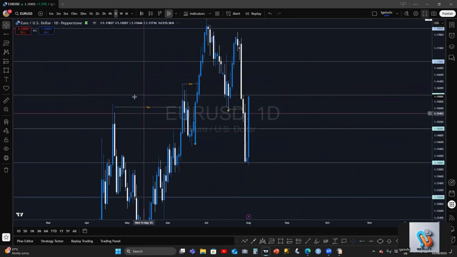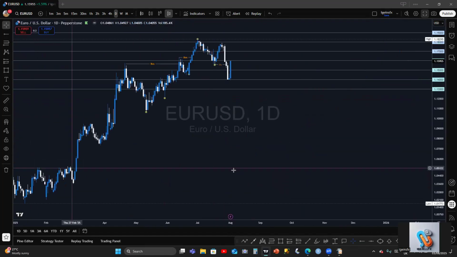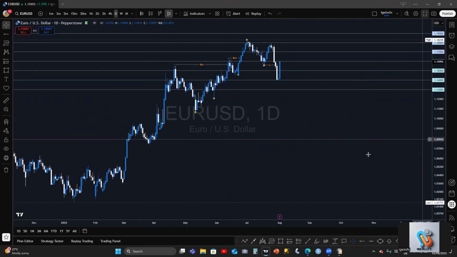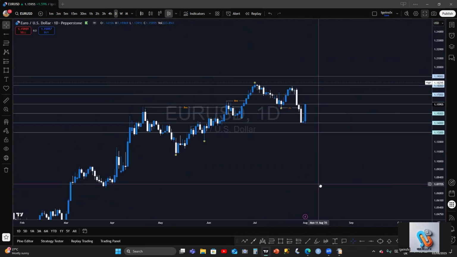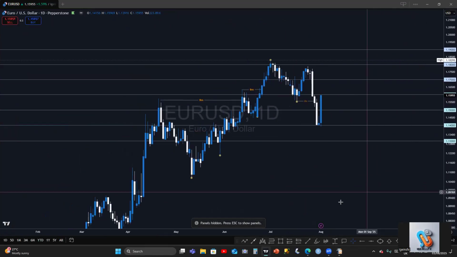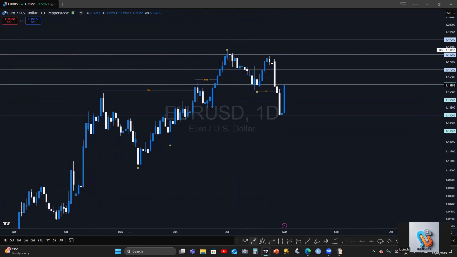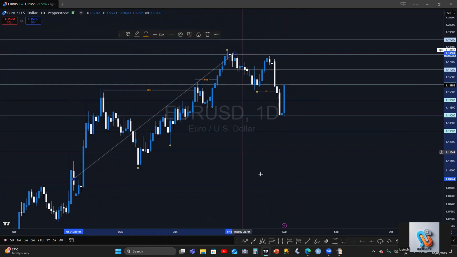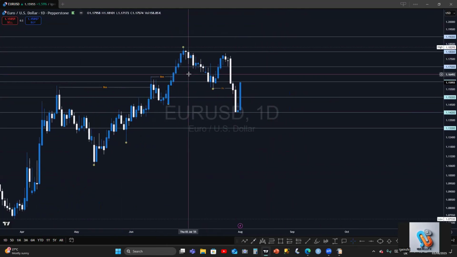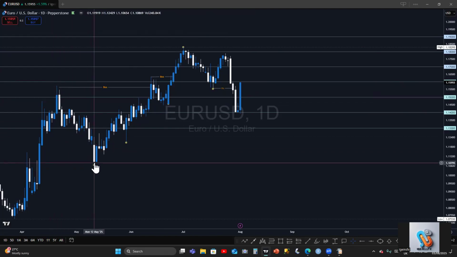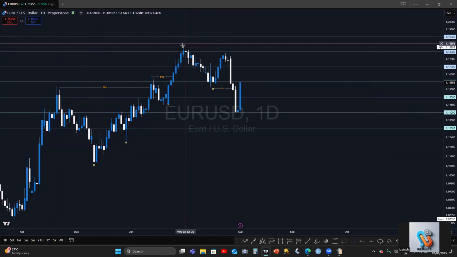We move to Euro USD. If you look at the current trend right here, you discover that we have been bullish, well established, all right? So we now saw price, this is the pullback here that gave us this high, all right? Even though there's this internal break of structure here, but this is the main leg.